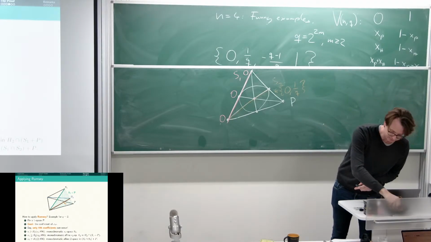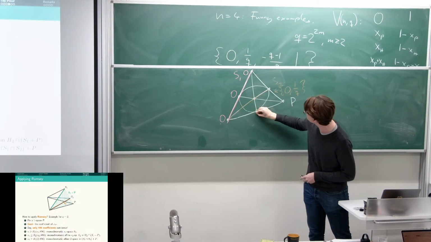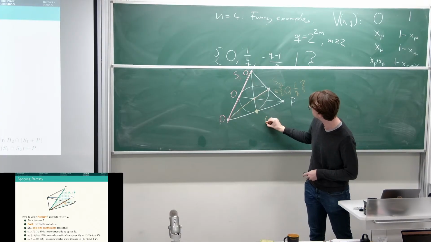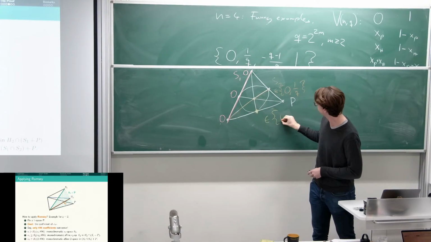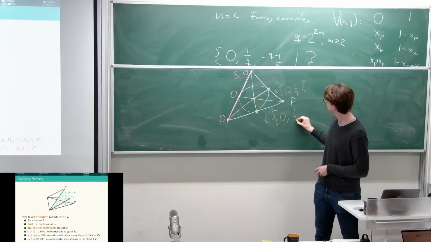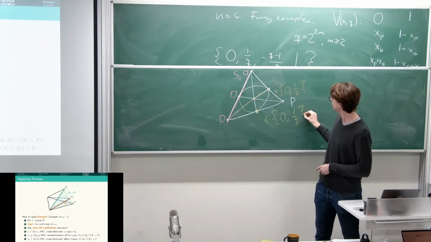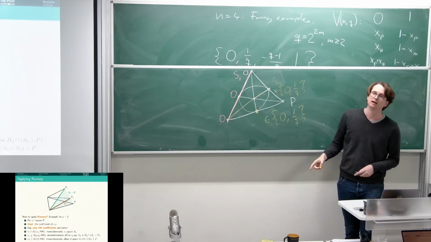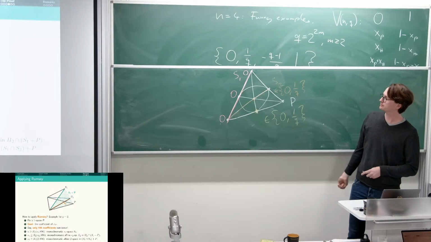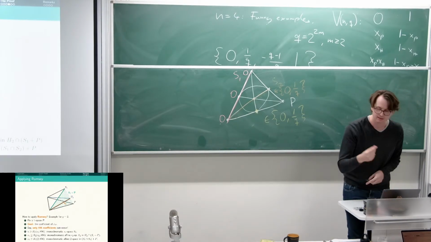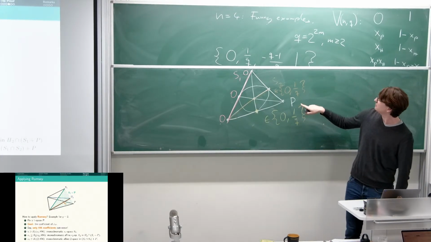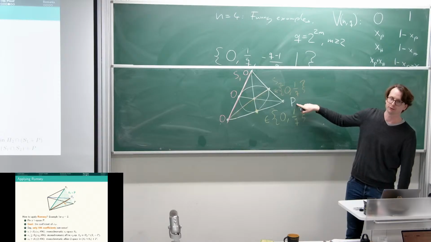And then we can also figure out for this point, it must be 0 or 1 over q. And after doing this recursion, we can calculate what P has to be, and we are done.